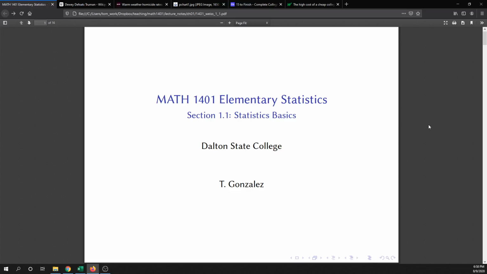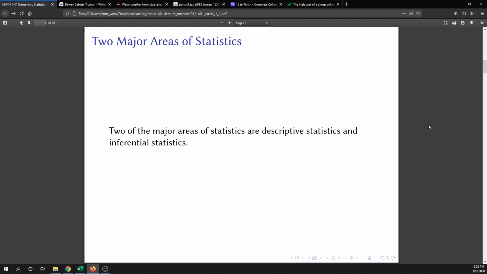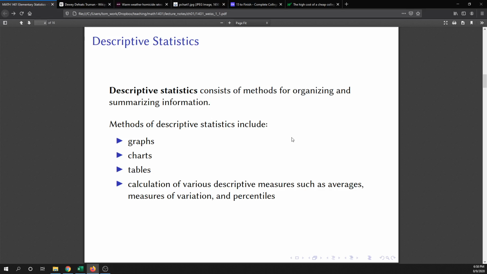In this video, we are going to talk about some of the basics of statistics. First off, we're going to talk about the two major areas of statistics, and that is descriptive and inferential. Descriptive statistics consists of methods for organizing and summarizing information.